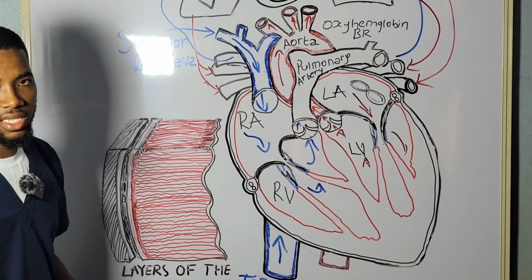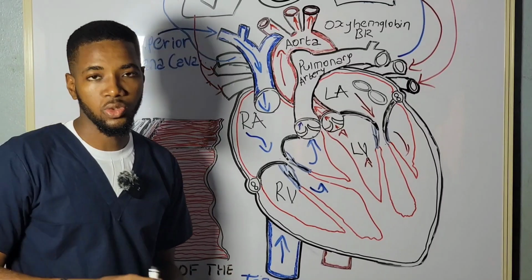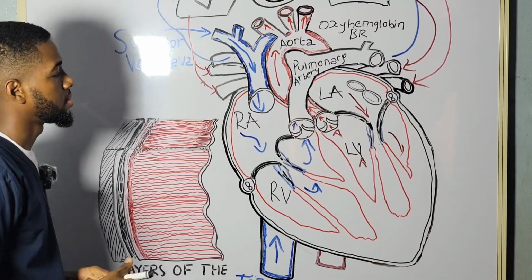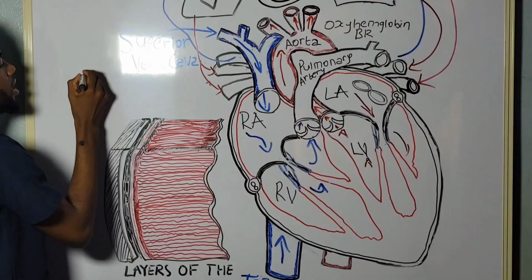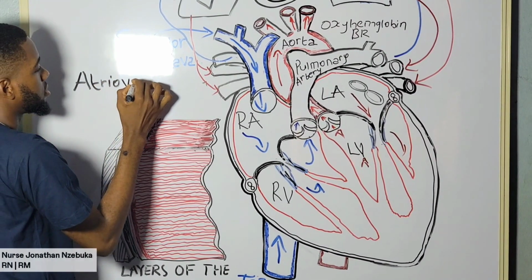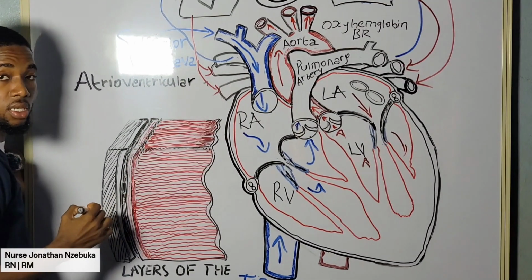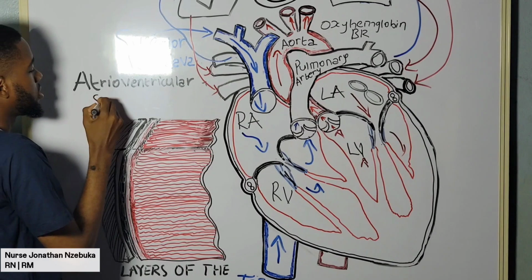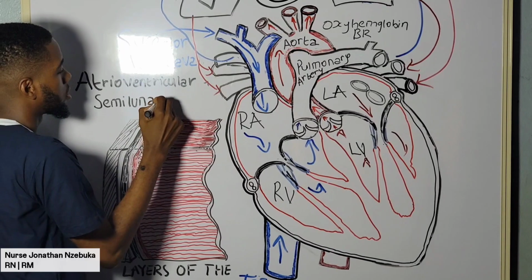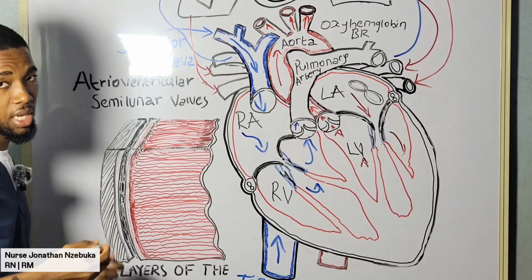The heart has 4 valves, but subdivided into 2. When we come to the subdivisions, the first we call the AV valves, or the atrioventricular valves. And the second, we call the semilunar valves. So let us take them one by one.